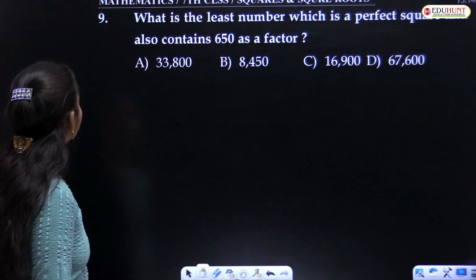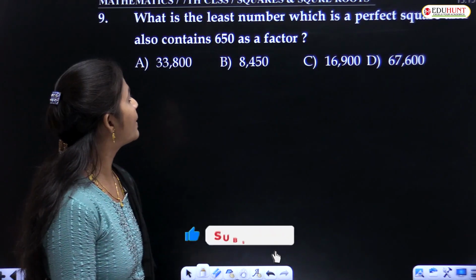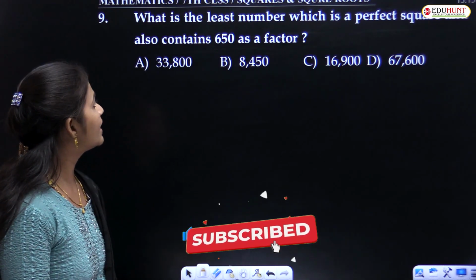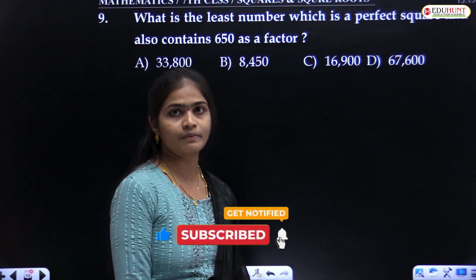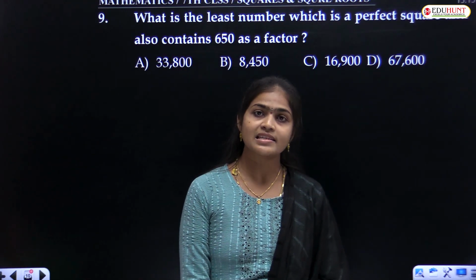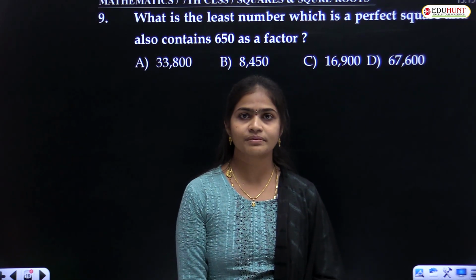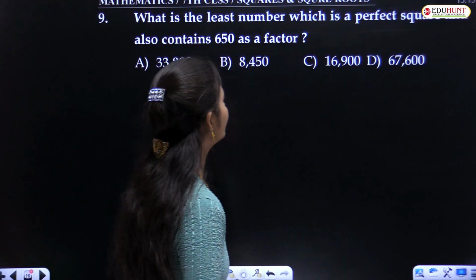Now, ninth one. Okay, what is the least number which is a perfect square and also contains 650 as a factor? Okay, so here 4 options are there, and what they are saying is that it is a perfect square and 650 is a factor. Okay, let us see which one is correct.